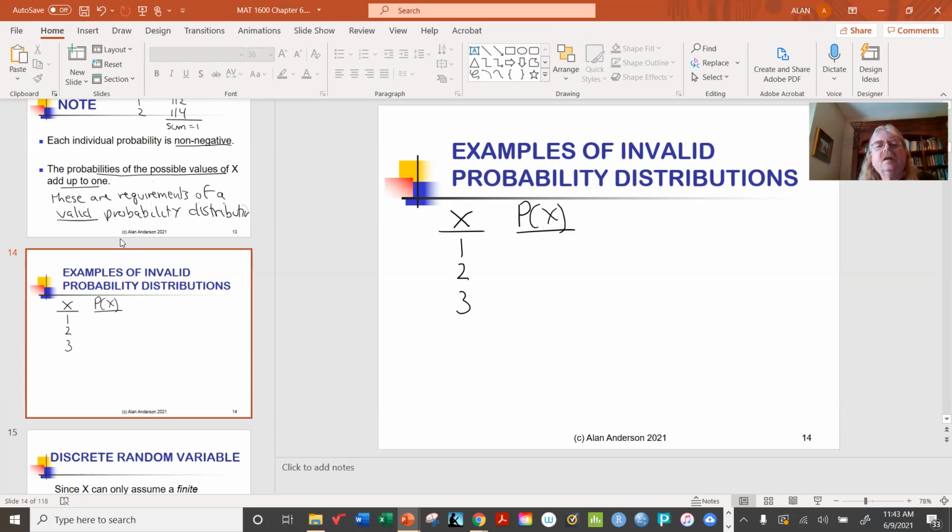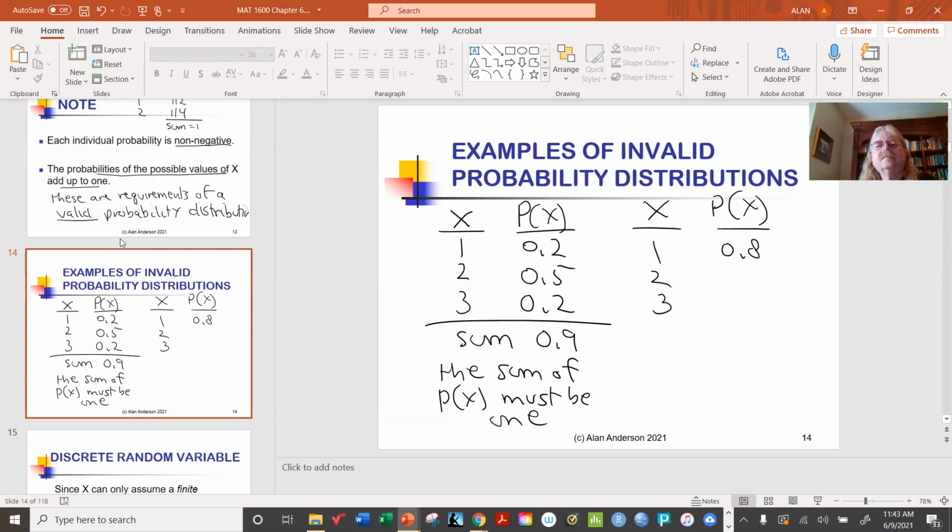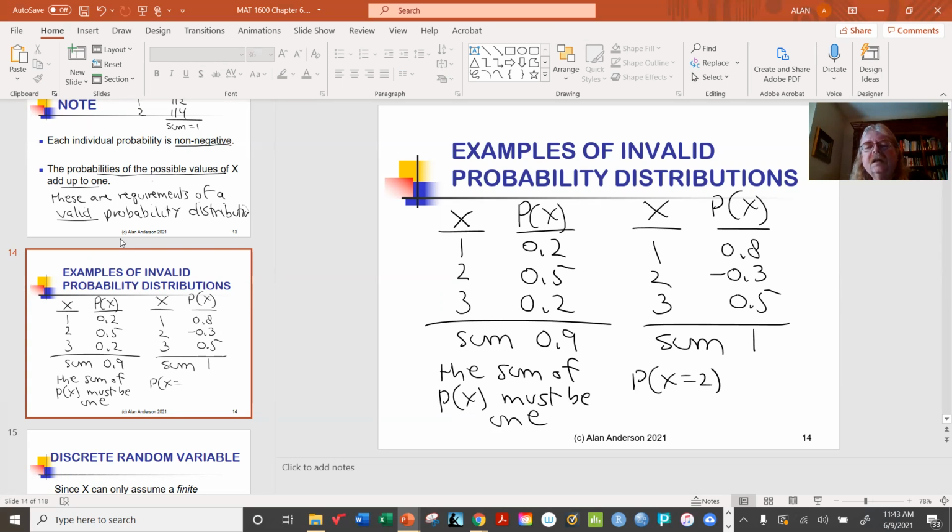So let's see, how about this one? 0.2, 0.5, and 0.2. Oh, bad luck. Okay. The sum of the P(x)s must be one. And here's another one that doesn't make it. The sum is one. But that's not the problem, is it? The probability that X equals 2 is negative. We can't have that. So these are both examples of invalid probability distributions.